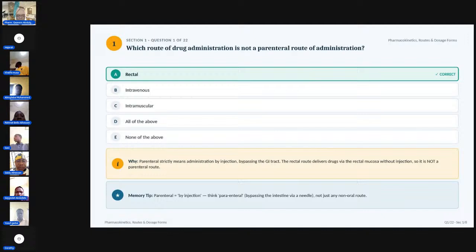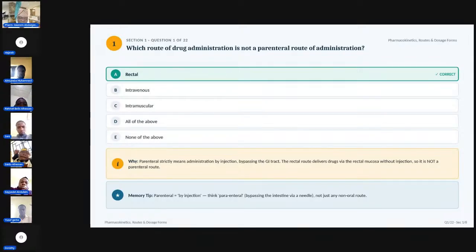The first question here has to do with which route of administration is not a parenteral route of administration. I've answered these questions, but I want to point out that what is important for you to remember is that parenteral means it has to be by injection. Look at this memory tip by the bottom: parenteral means by injection. Of course, parenteral means that it's bypassing the intestine, not going through the GIT. However, it has to be injected into the system.